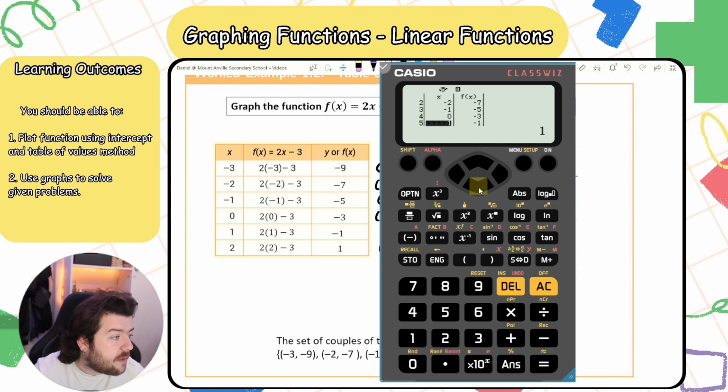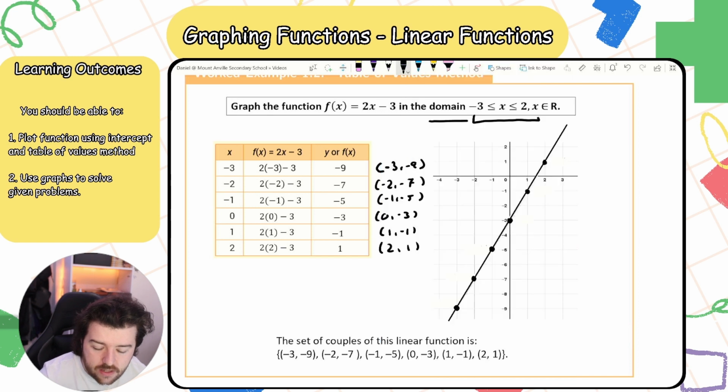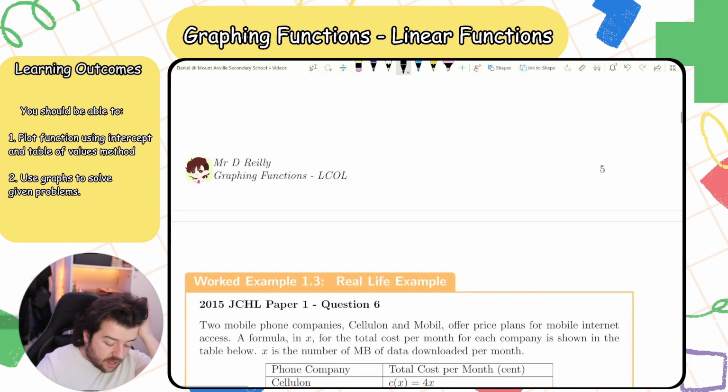Then you keep going down. You get all of them. You get 1, minus 1, and then 2, 1. So the first column here is your x value. The second column, even though it says f(x), is your y values. And that's it. That's how you get all your coordinates on a calculator. So I'll hide that now for the time being. So that's how you plot a function.